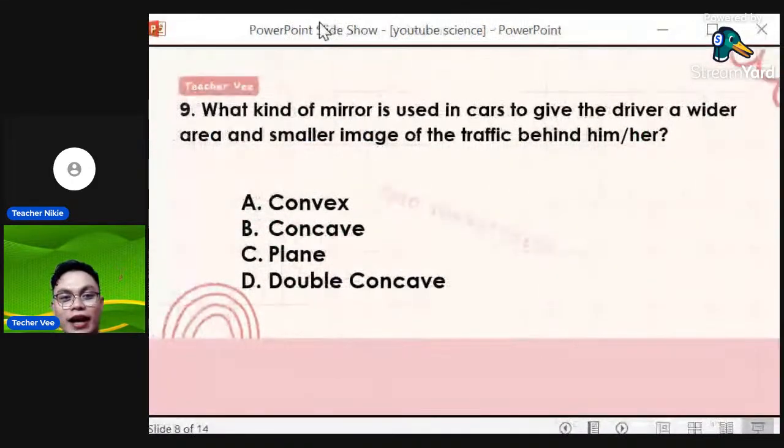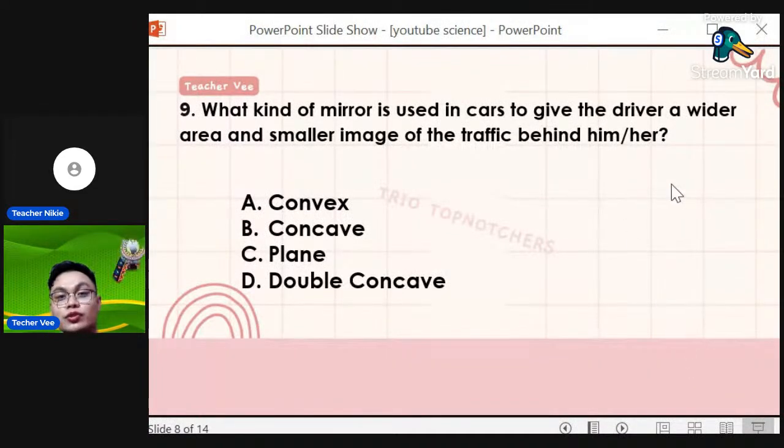Alright? Number 9. What kind of mirror is used in cars to give the driver a wider area and smaller image of the traffic behind him or her?